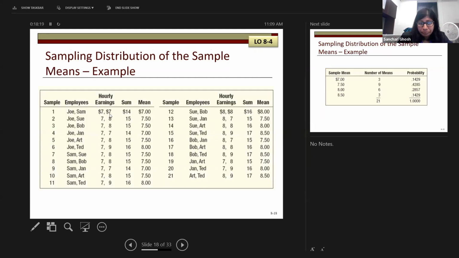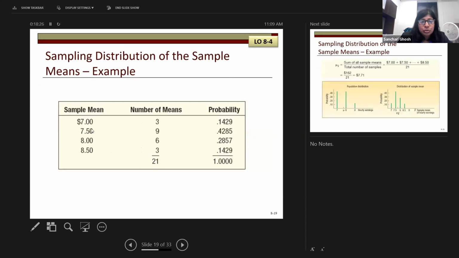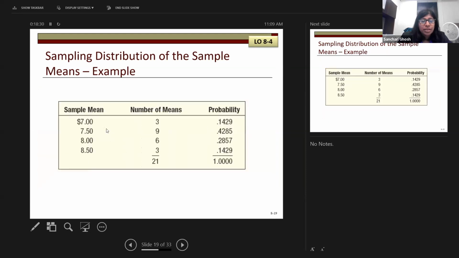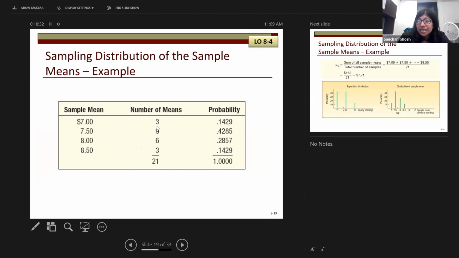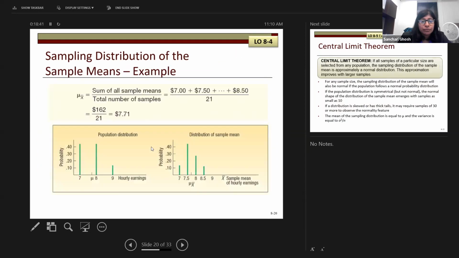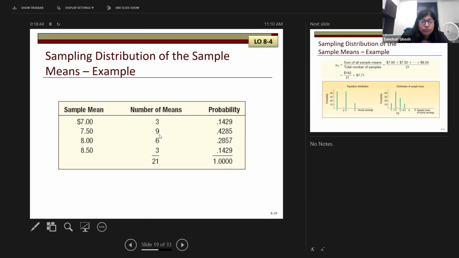How many sample means of 7 are there? The sample mean of 7 is 7 plus 7 divided by 2. Number of means for 7.50 is 9. After computing the sample means, you have 9 such observations, or frequencies, for 7.50, then 6, then 3, so 21 in all, all possible number of means or frequency.